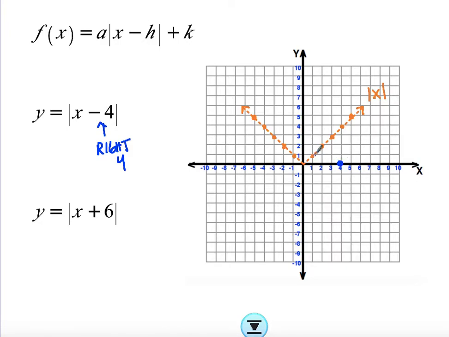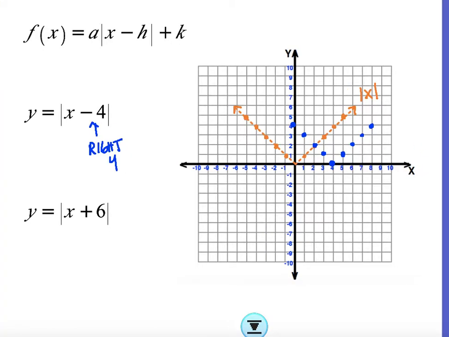There was a dot here at 1, 1. That's going to get shifted to the right 4. There was a dot here at 2, 2. That's going to get shifted to the right 4, etc. And this point right here, which was at negative 1, 1, is going to go to the right 4: 1, 2, 3, 4. This point that was at negative 2, 2 goes to the right 4. This point that was at negative 3, 3 goes to the right 4. All of them get shifted to the right 4.